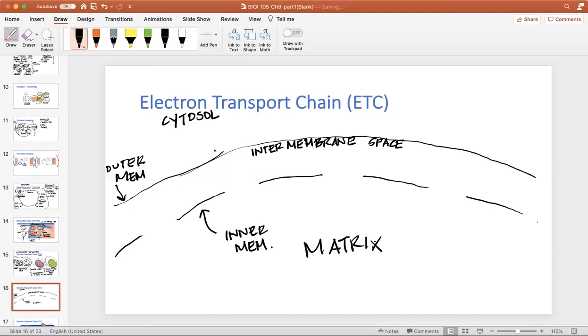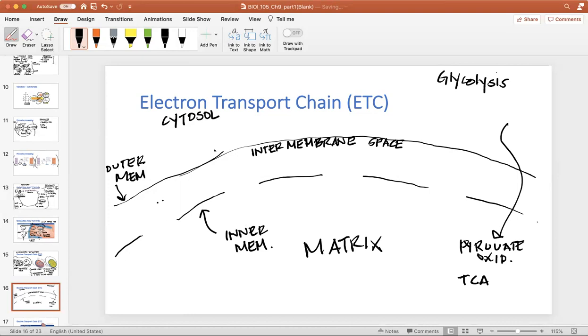So again, just to review, glycolysis is happening out here. When glycolysis makes pyruvate, it gets shuttled in here. Pyruvate. So that's where pyruvate oxidation occurs. This is also where the citric acid cycle occurs, okay? So the next thing that's going to happen is the electron transport chain.